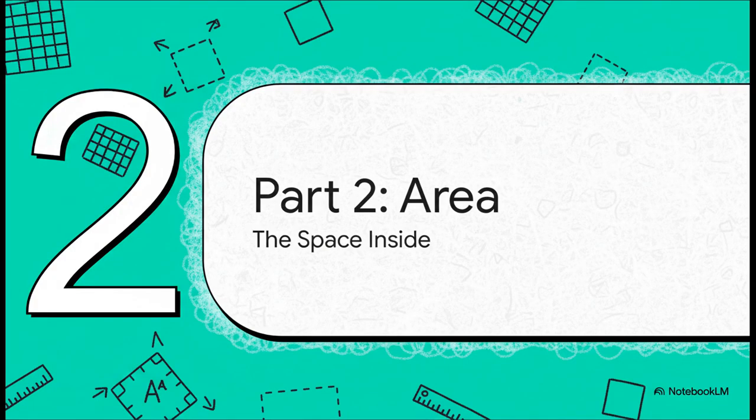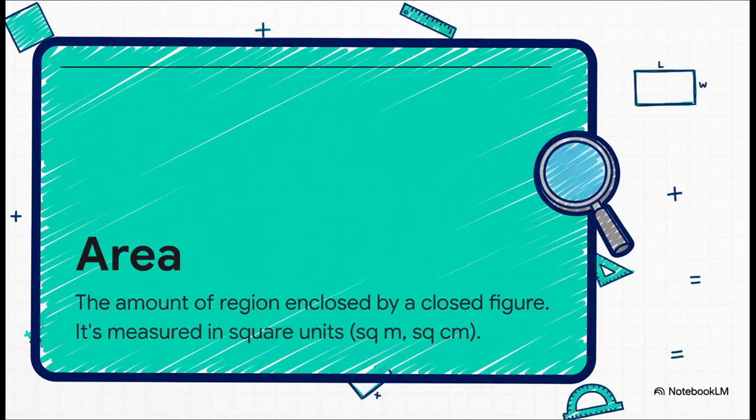Fantastic. So we've totally mastered the boundary line, the outside part. Now let's look at the space inside that boundary. And we have a special name for that, area. Area is just the amount of surface that a shape covers. So if you're trying to figure out how much carpet you need for your room or how many tiles you need for the floor, you're actually calculating the area.